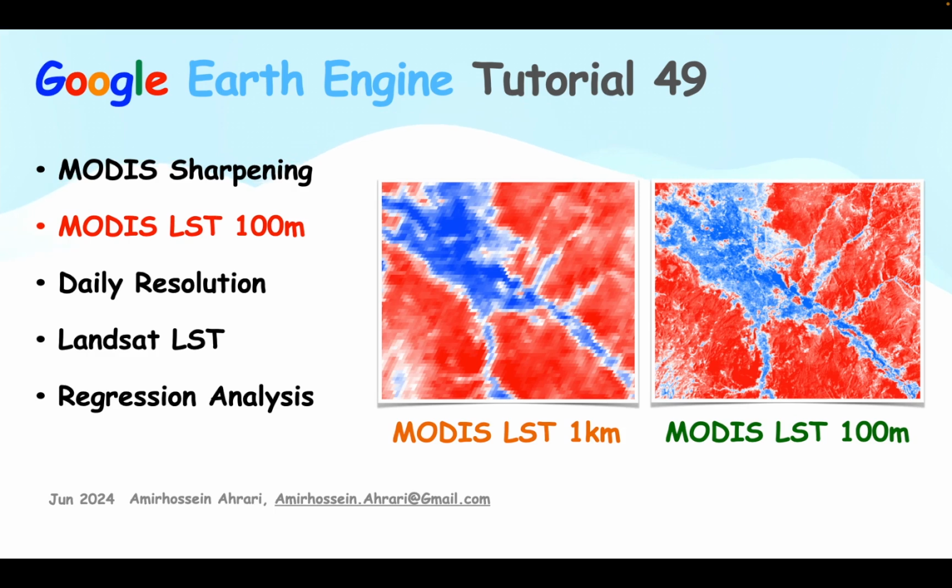As you know, Landsat provides LST data with 100 meter spatial resolution, but the limitation is temporal resolution. Landsat data is only available every 16 days, but MODIS data is available daily. So, through the regression analysis, we can have both advantages, the daily temporal resolution and the higher spatial resolution. That can be done through the regression analysis in the Google Earth Engine platform.